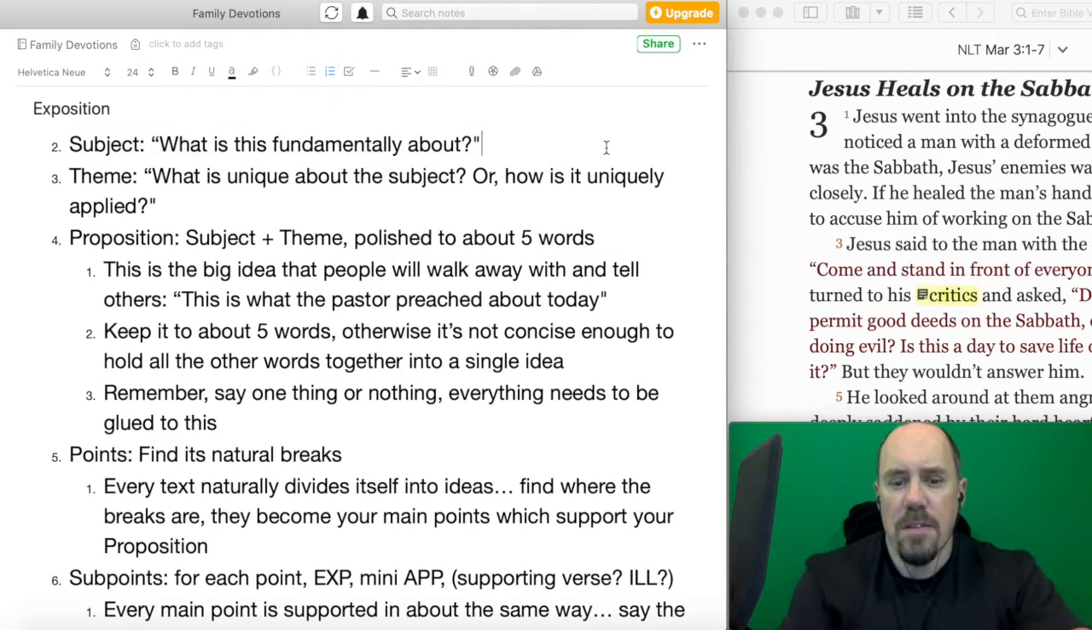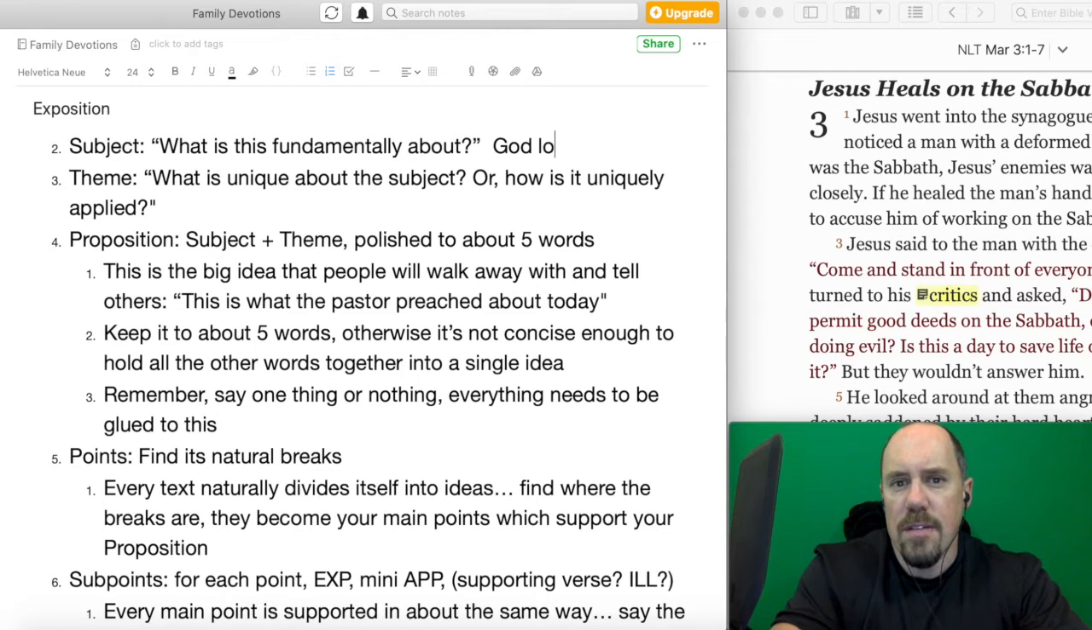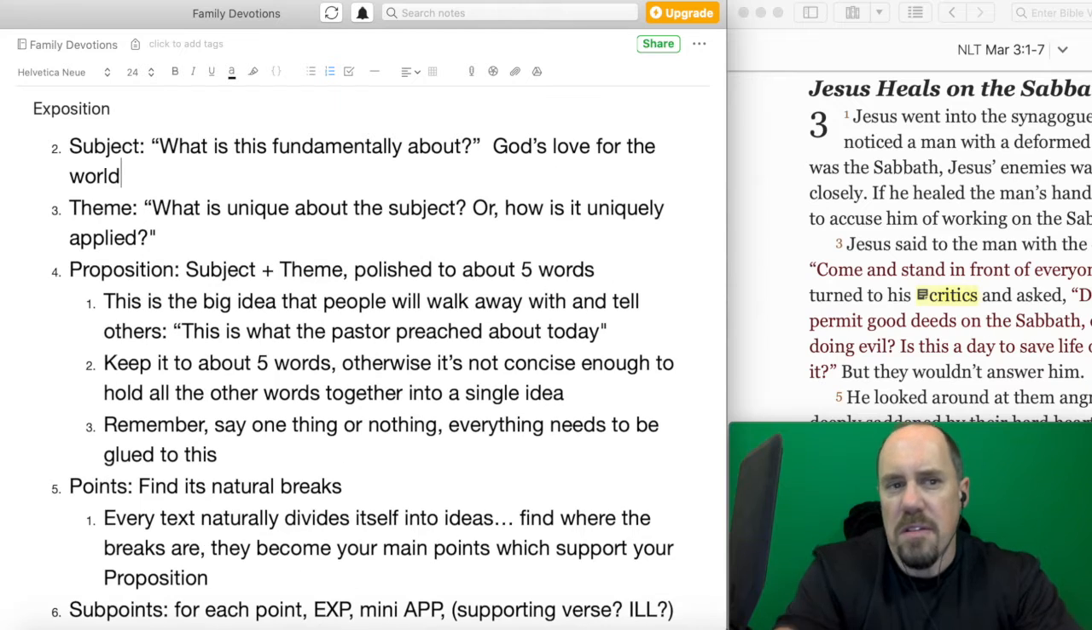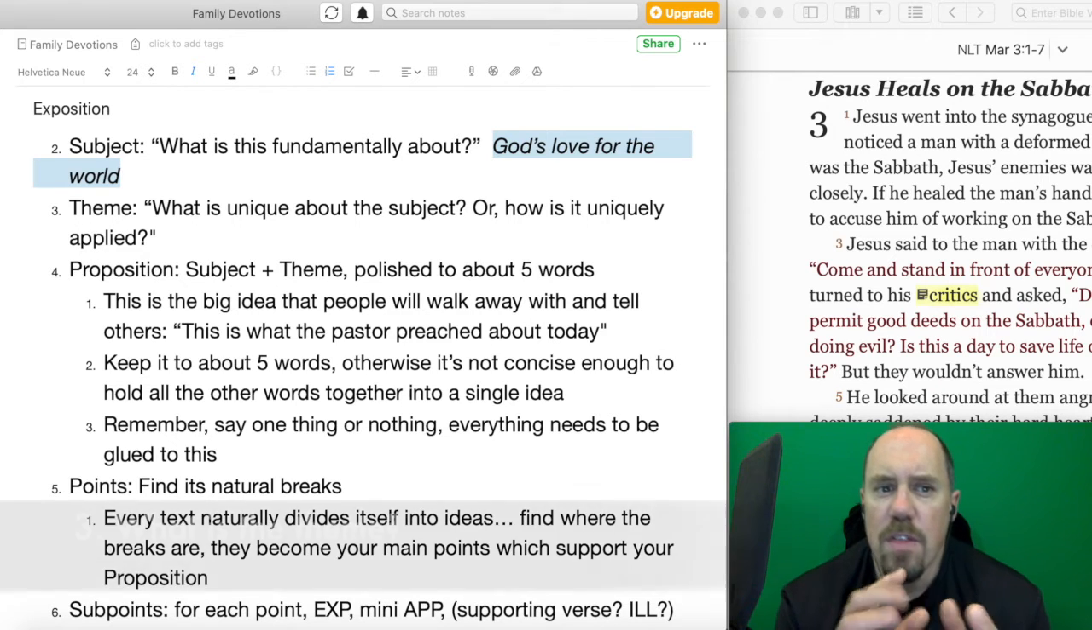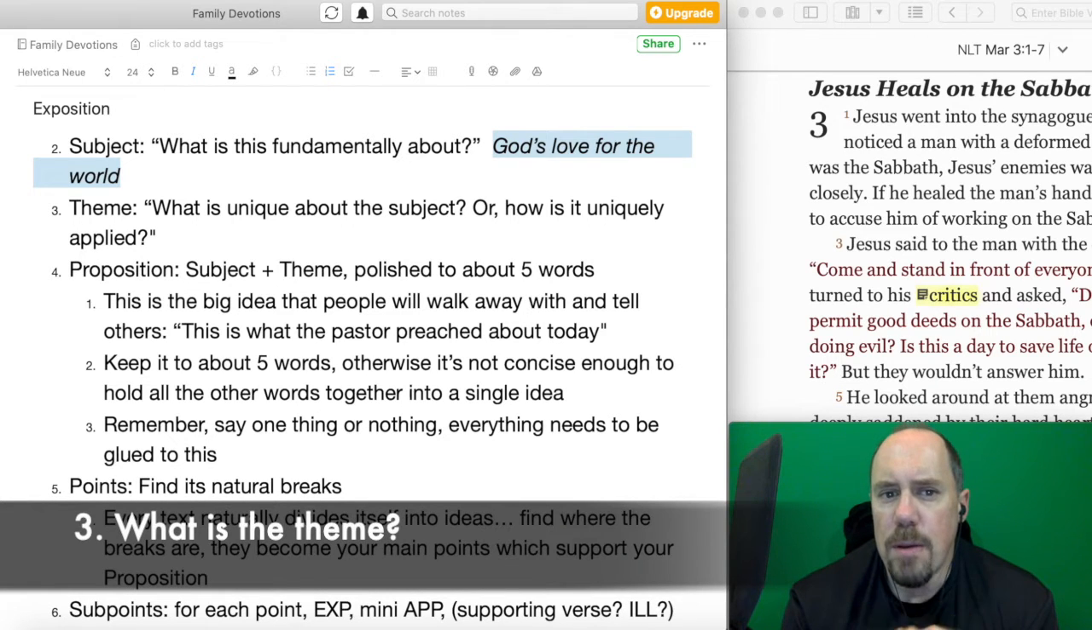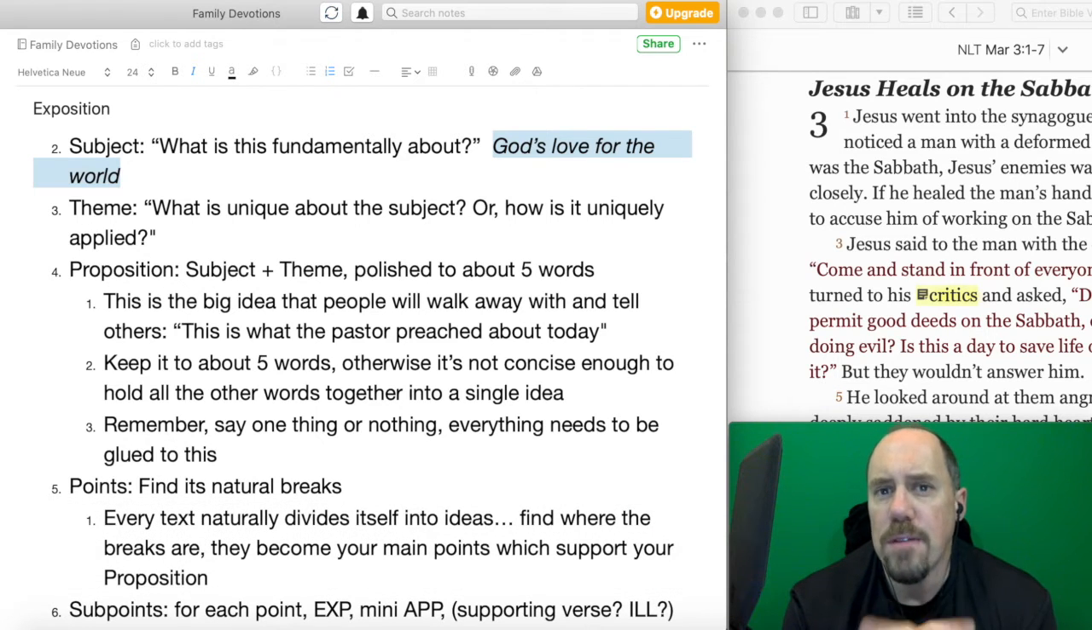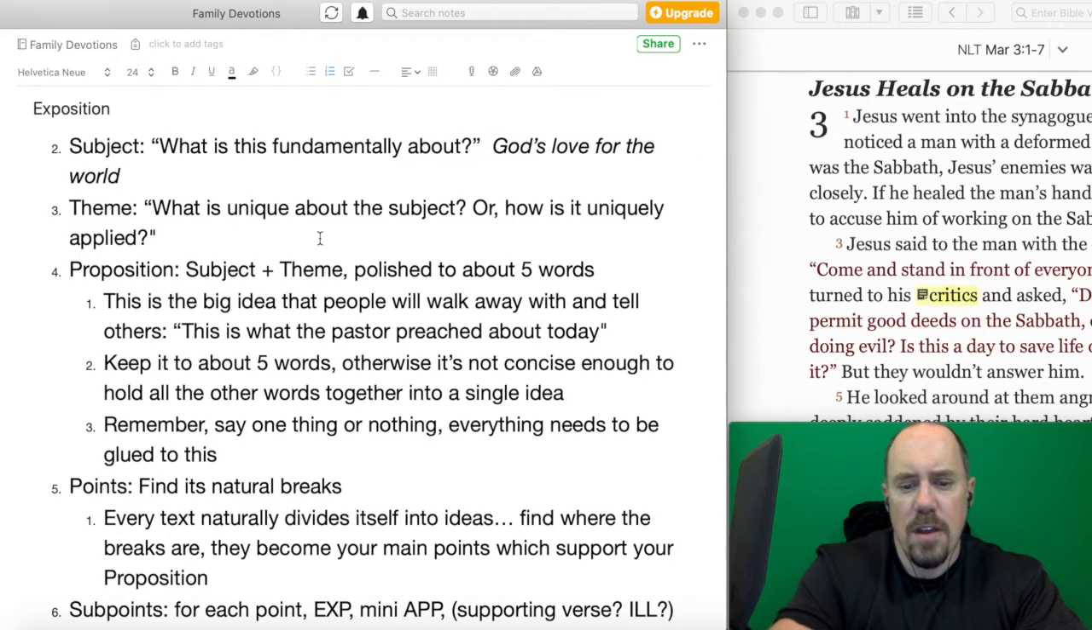So subject. I'm just going to say God's love for the world. Okay, so after you figure out what the subject line is, you go theme. What is unique about this subject? How is it uniquely applied? So John 3:16, God's love for the world. How's it uniquely applied? Well, we receive God's love through faith in Jesus. So I'll say that.